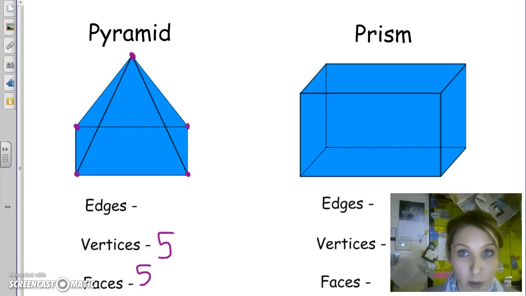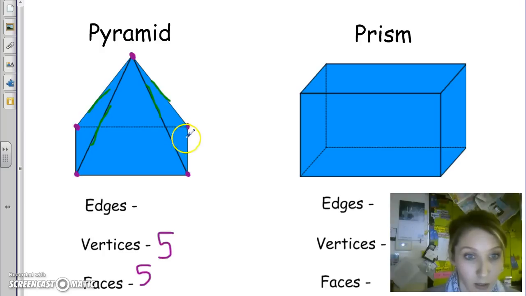Edges. Edges is where we get a little bit more into how the shape is made. So any of these edges are where 2 of the flat surfaces meet. So this is an edge right here. This is an edge right here. There's one right here. And one right there. Can you see any other edges?